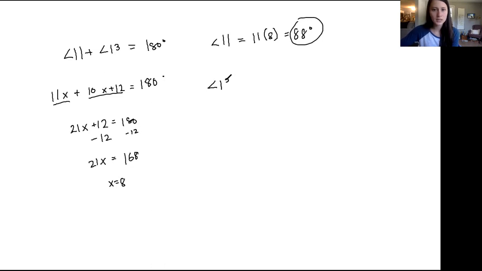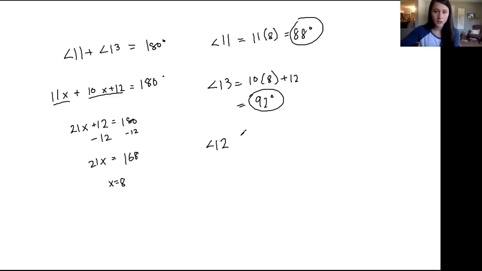Okay, angle 13. Angle 13 was 10x plus 12. So when we add all that up and multiply, 10 times 8 is 80. 80 plus 12 is 92. Angle 13 is 92 degrees.